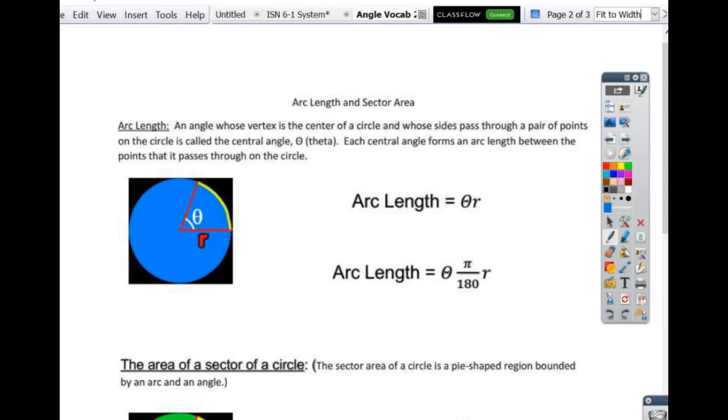Okay, so we're going to talk about two things today. We're going to talk about arc length and sector area. Arc length is the length on the circle. If you think about the circle like a pie, right? Which I'm pretty hungry, so yeah, it's the crust. So that's the arc length.